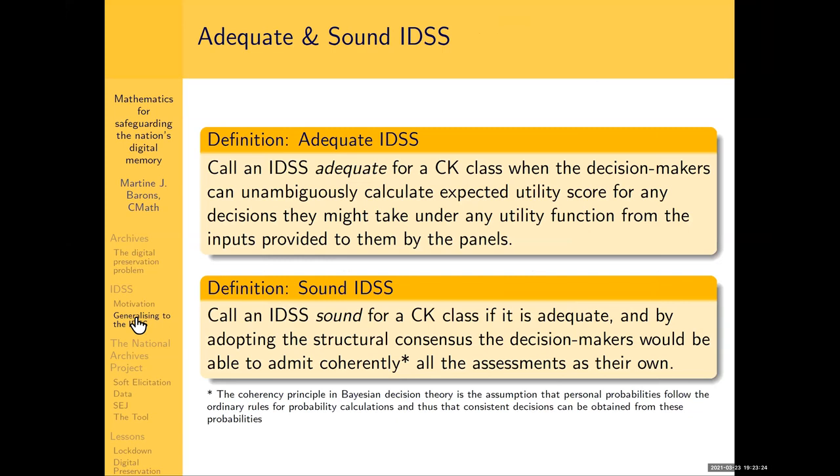And so we have a definition called an adequate integrating decision support system. This is simply that you can unambiguously calculate your utility. It would be pretty useless if you couldn't do that, wouldn't it? And also, by adopting the structural consensus, a decision maker could admit coherently the assessments as their own. This idea of coherence is that personal probabilities behave like formal probabilities.